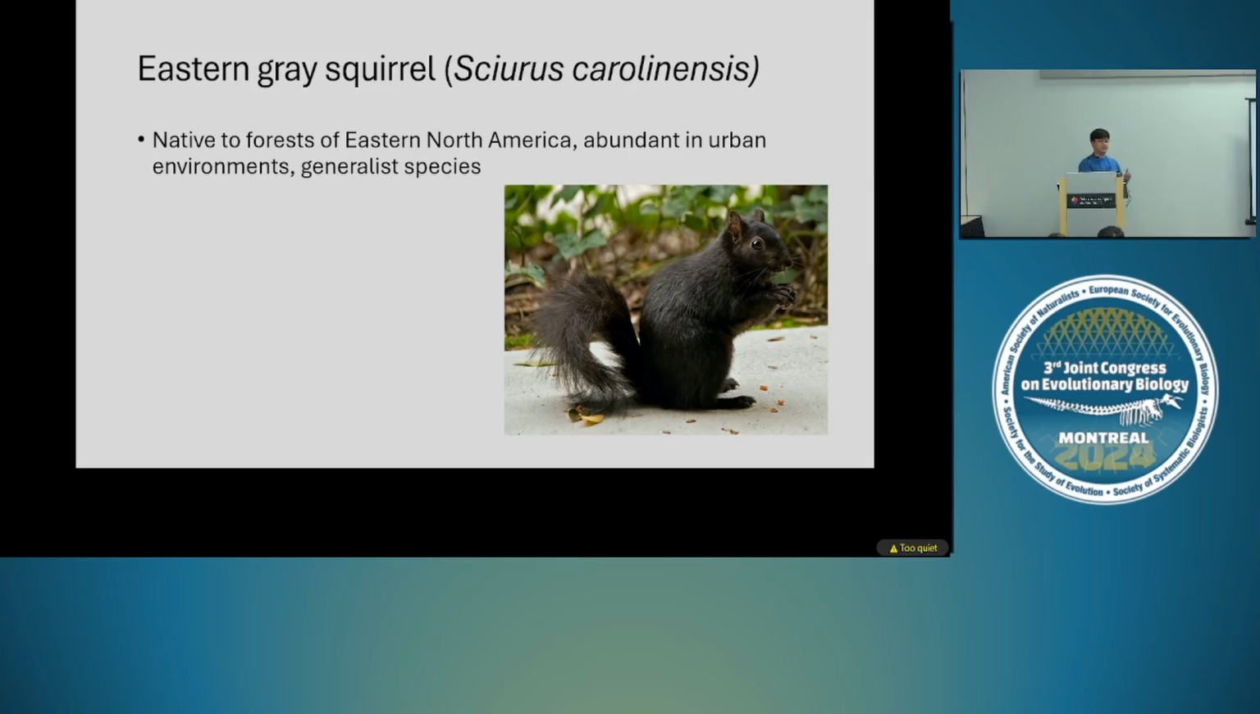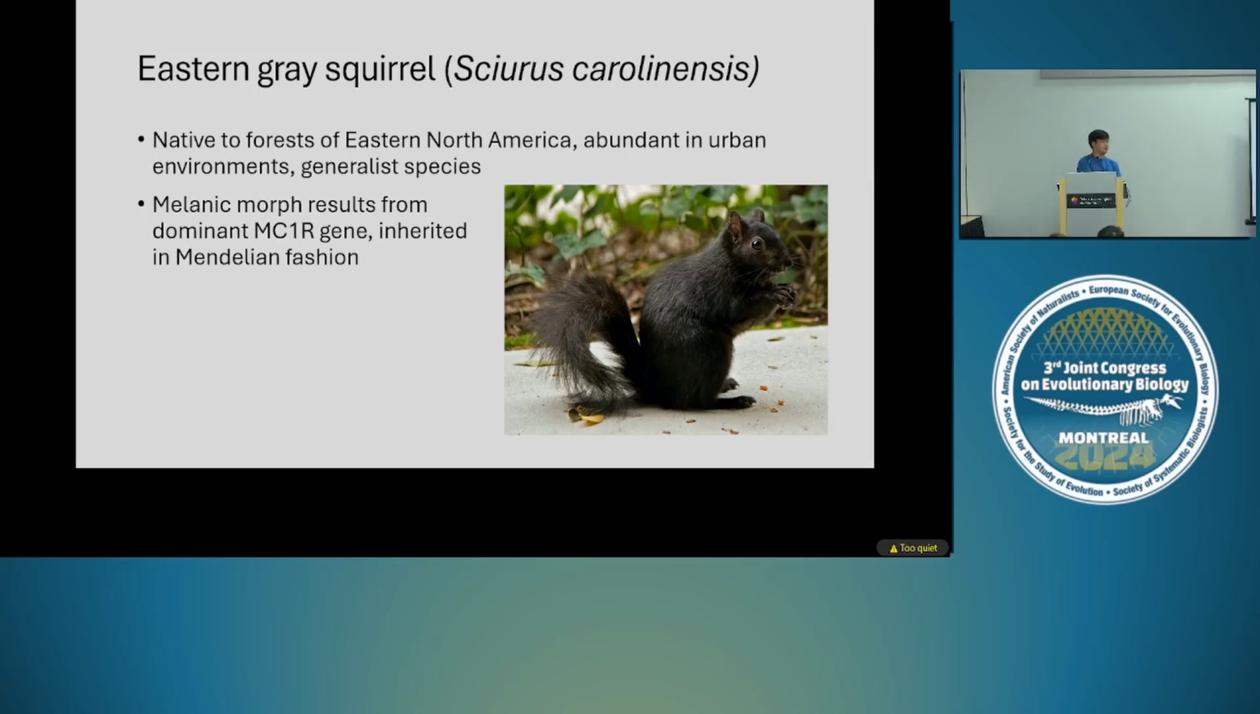The eastern gray squirrel is typically gray, but there's a good amount of them that are melanic. This melanic morph results from a dominant deletion at the MC1R gene, and it causes them to be either pitch black or dark brown. So it's a pretty straightforward dimorphism that exists in this species.